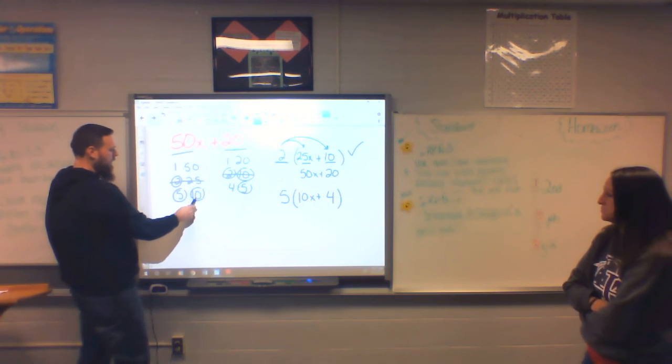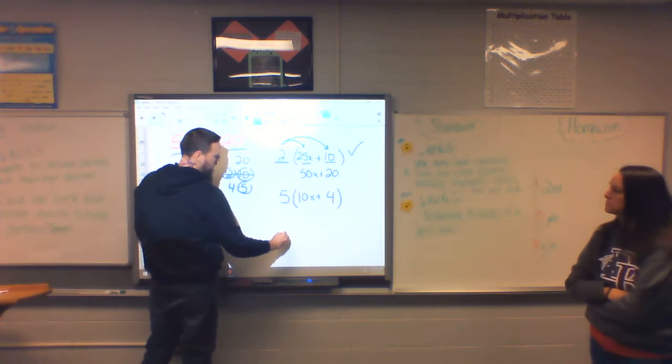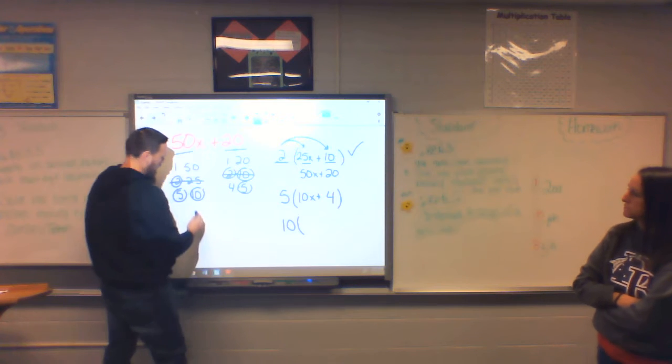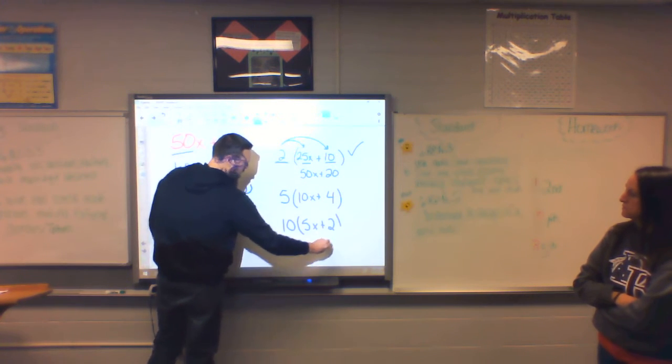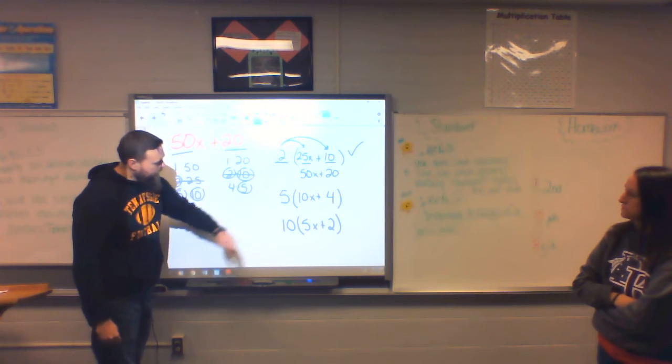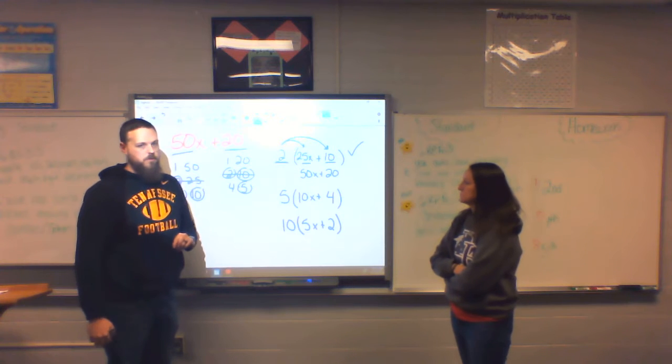Now if I chose to use the 10, which I marked out by mistake, I shouldn't have done that, but I could have used the common factor of 10. And I could have used 5x plus 2. So all 3 of these answers are correct, and if you do the distributive property, they all get you back to 50x plus 20.